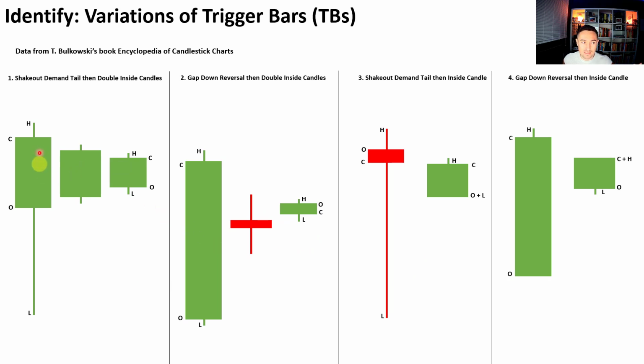So it might be that I see a shakeout demand tail and then I see back-to-back inside bars. That could be a really nice setup. It may be that I see a gap down reversal bar and then another back-to-back inside bar. It might be that I see some form of shakeout demand tail, then an inside bar, or a gap down reverse bar, and then an inside bar.